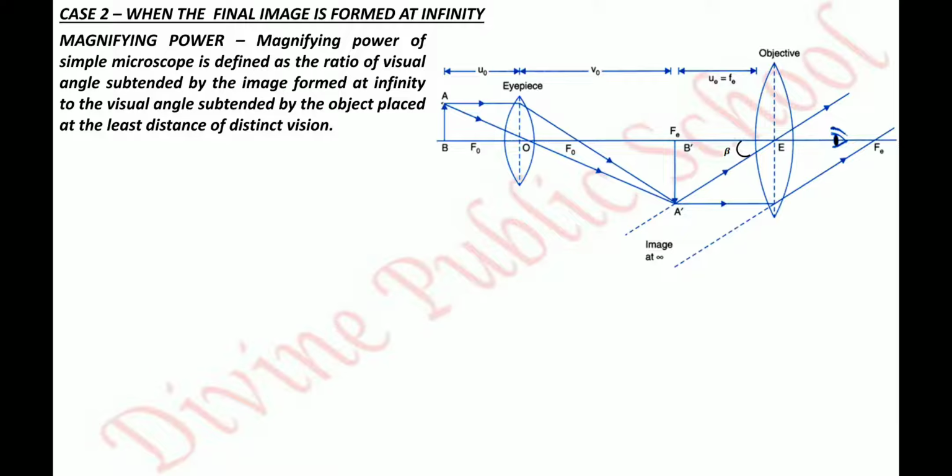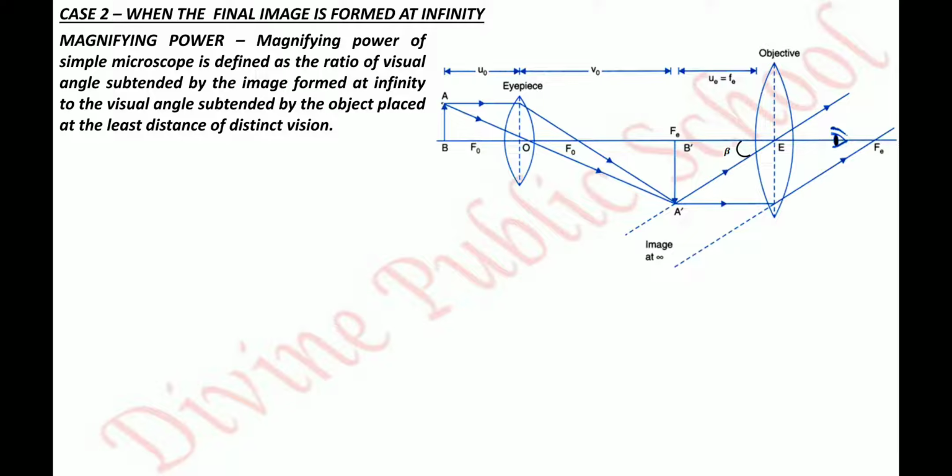So you must have noticed a pattern that for magnifying power the object distance is fixed. It is always at the least distance of distinct vision, but the image distance changes as per the cases. In the very first case, in the simple microscope, when the image was at capital D, we defined magnifying power as the ratio of the visual angle of the image at D to the visual angle of the object at D. Then the image goes at infinity. Then we defined the visual angle subtended by the image at infinity to the visual angle subtended by the object at D. Again the object distance is D only.